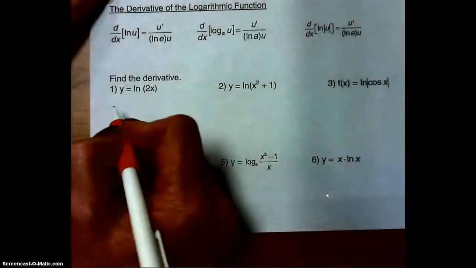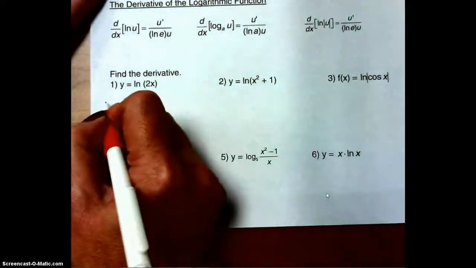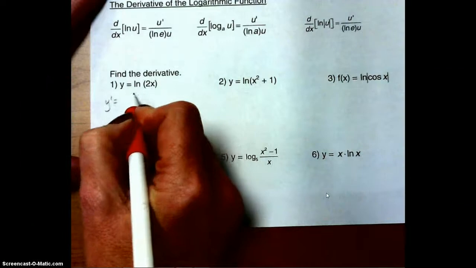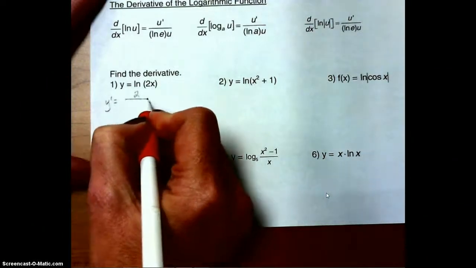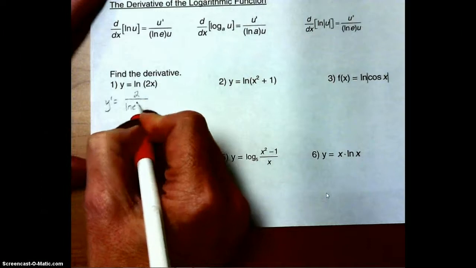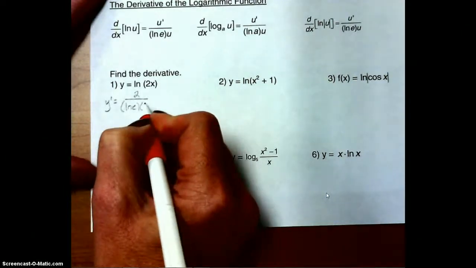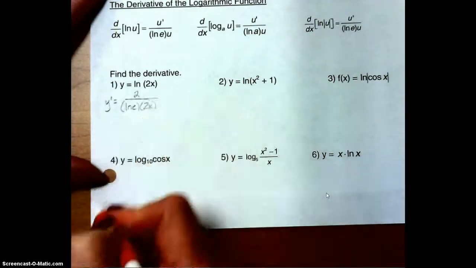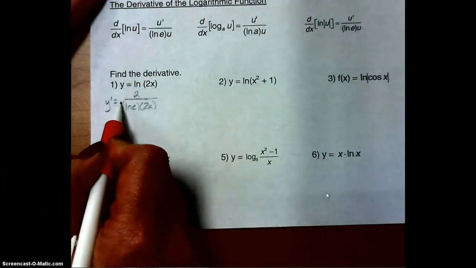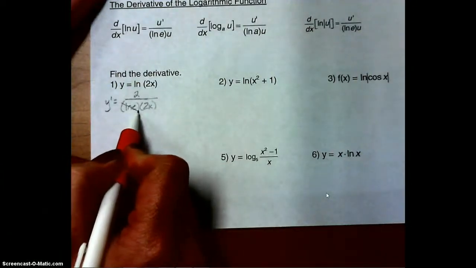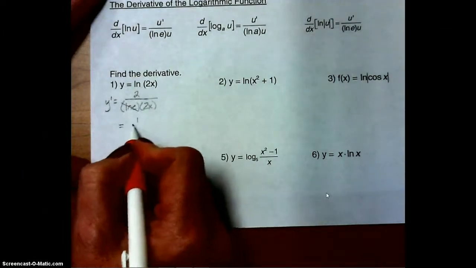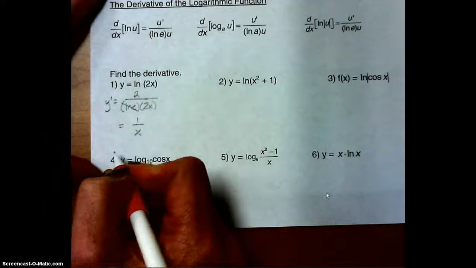So right here, number 1, y prime. Well, here's my u. The derivative of 2x is 2, divided by, since this has a natural log, it's going to be divided by natural log of e, and then times the original u. Now, hopefully you remember from pre-cal that the natural log and e are inverses, so they reduce to 1. Then 2 over 2 will reduce, and your derivative will be 1 over x.